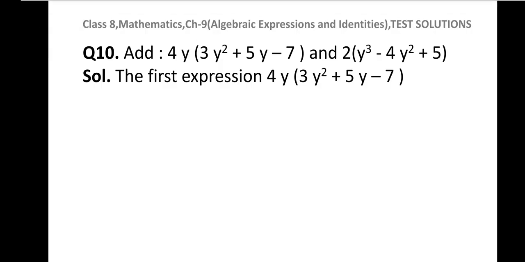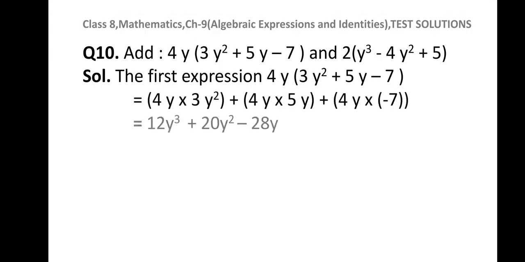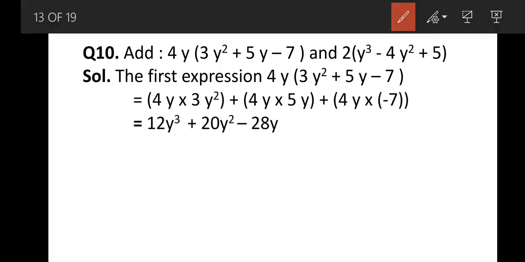and then add. Let us see the first expression steps. 4y is to be multiplied by 3y square. That will be 12y cube. Here the power of y is 1, power of y is 2, so it will be y cube, 2 plus 1 is 3. So 12y cube plus 4y into 5y, that will give you 20y square, minus, because minus sign is there, 4y into 7 will give you minus 28y. This is what we have solved for the first expression.